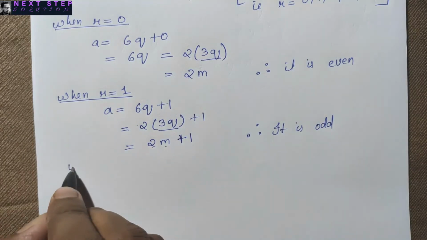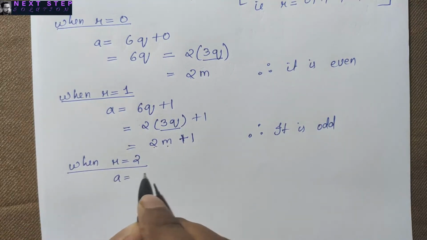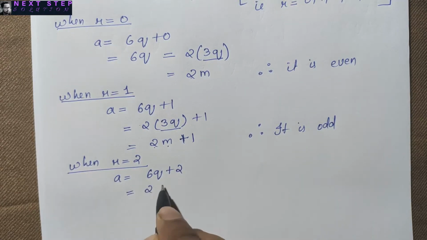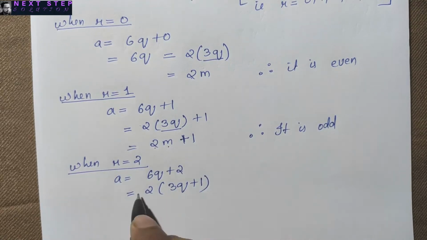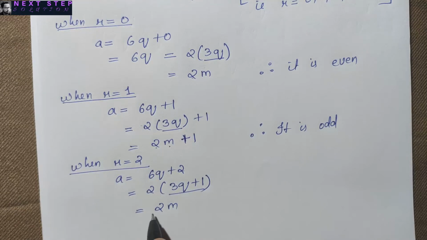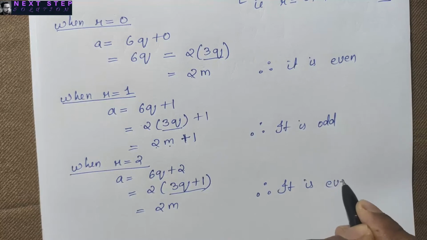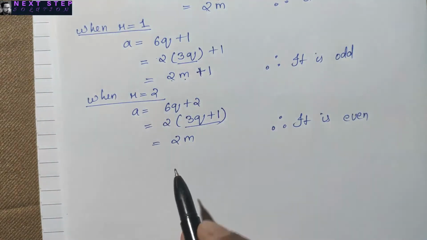Now furthermore, when r equals to 2, a will be equal to 6q plus 2. We can take 2 common, it will become 3q plus, from here we have taken 2 common, 1 will be left out. Now this whole thing, if I consider it as m, I can write it as 2m. Again we have 2 multiplied with m. Now product of 2 is always an even number, so therefore it is even. Similarly, we will check with next numbers. We have checked till 2, we have to check with 3, 4 and 5.